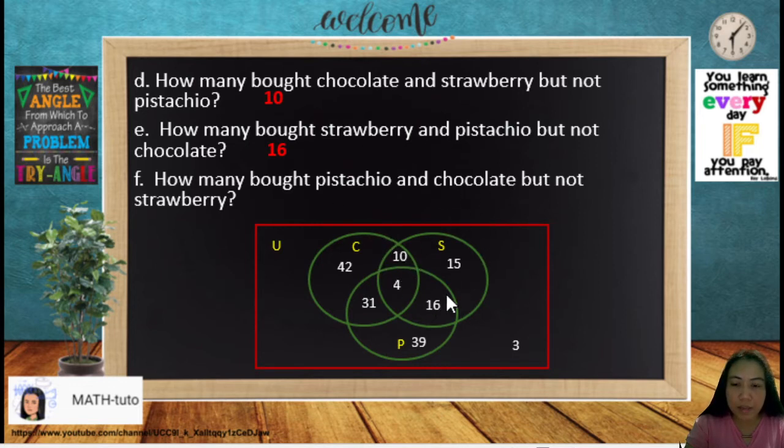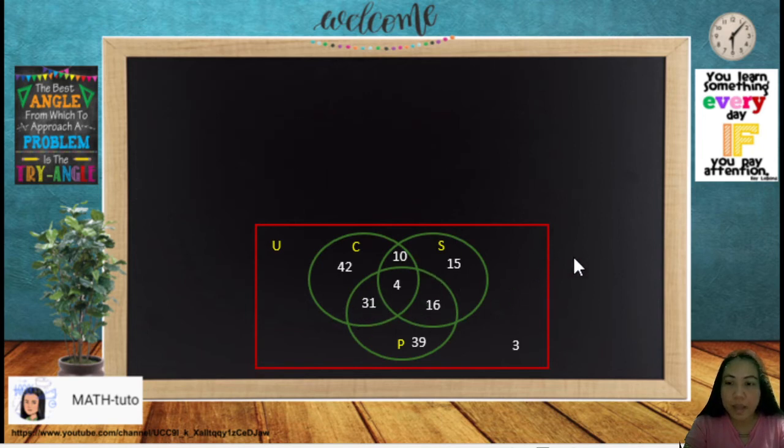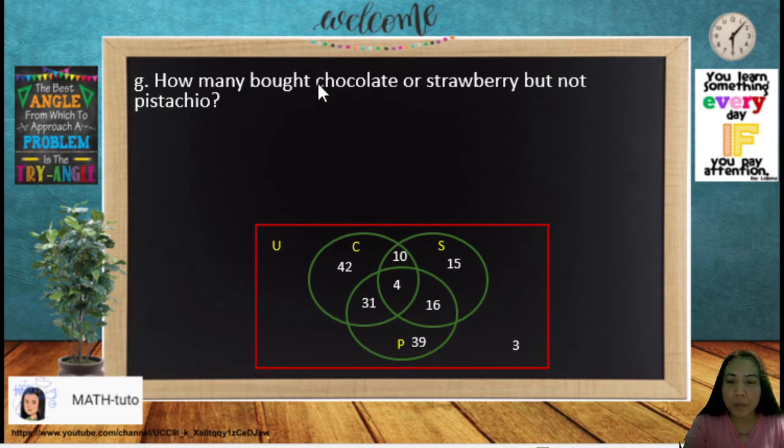Intersection naman this time of pistachio and chocolate but not strawberry. 31 yung answer. Next question. How many bought chocolate or strawberry but not pistachio? Dito naman, the question is or. In the previous question, the question is and. So, if you can see and, it means intersection. But if the question is or, that means union.